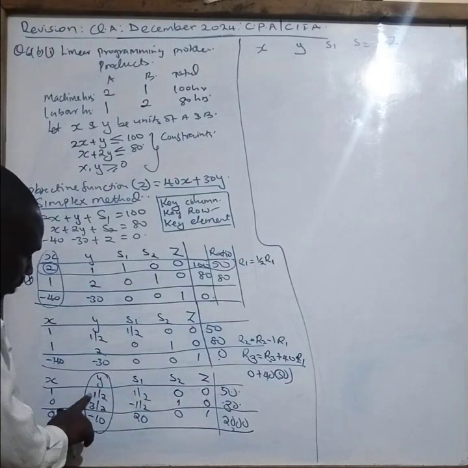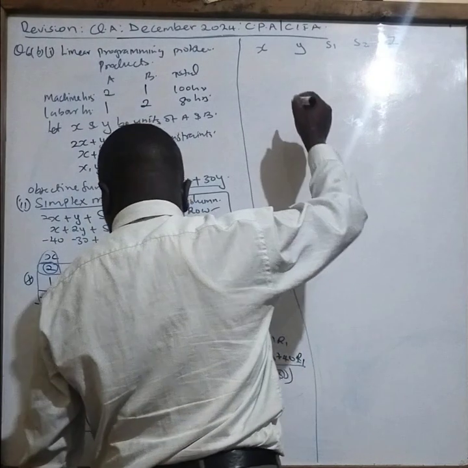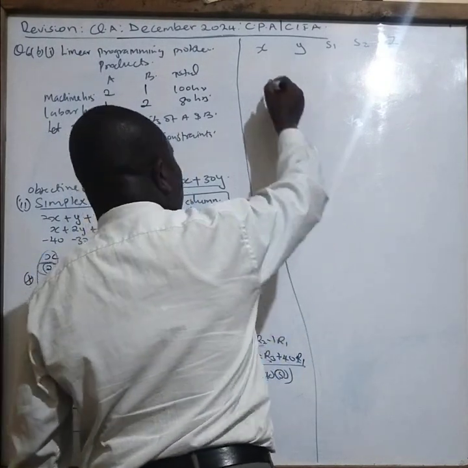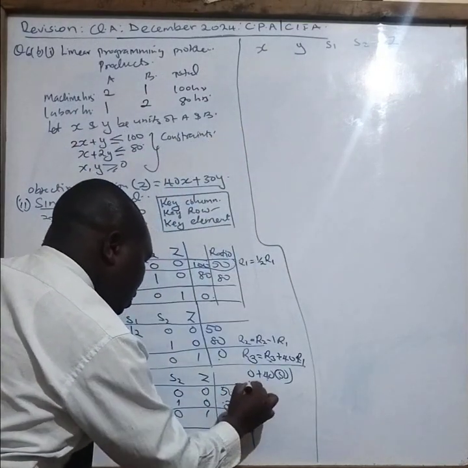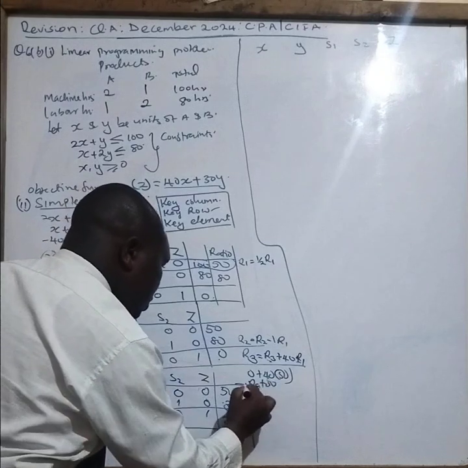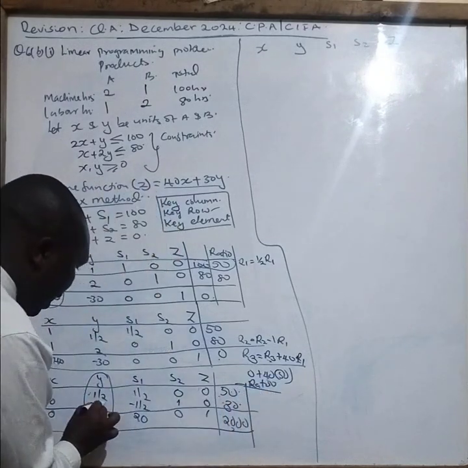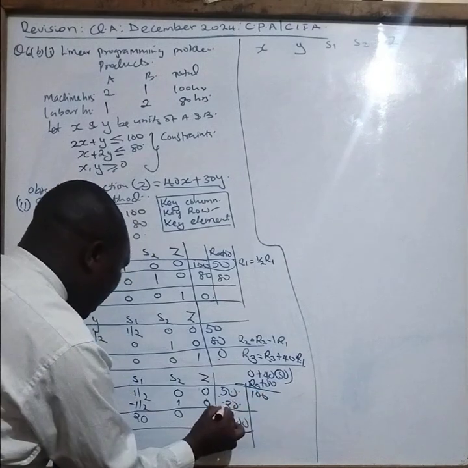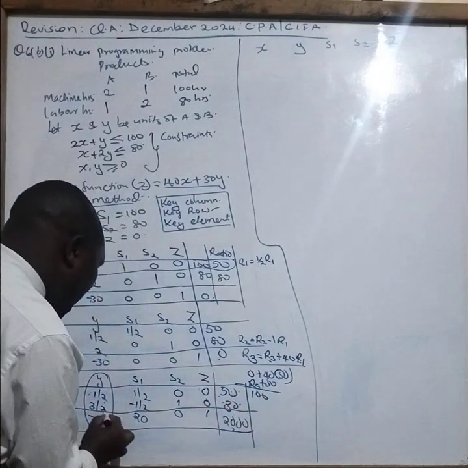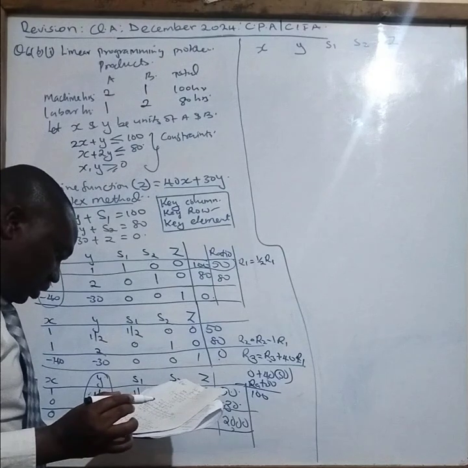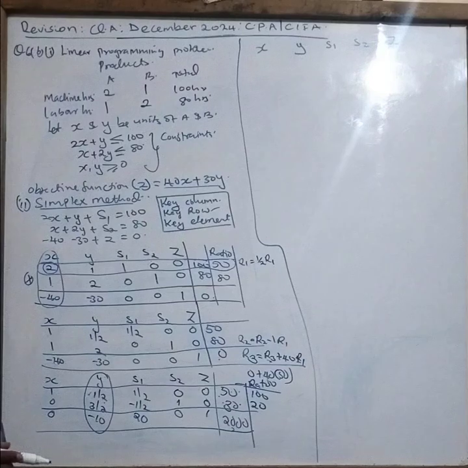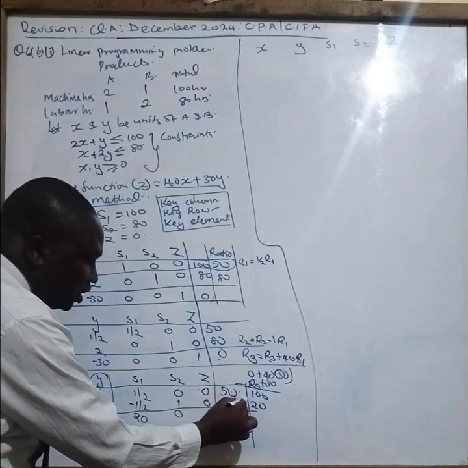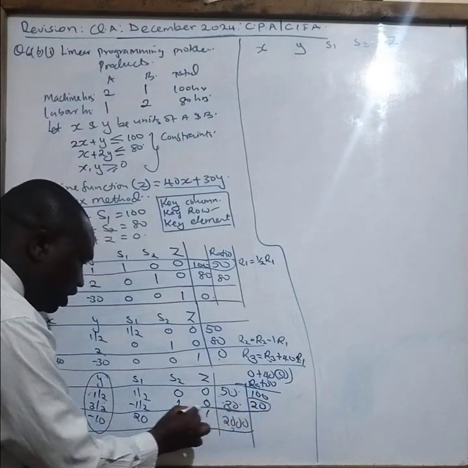Sorry. 50 divided by a half, you get 100. So, for that matter, I will have now my ratio here. 50 divided by a half is 100. 30 divided by 2 and a half, you get what? 20. You get your 20. Which one is the least ratio here? The least ratio falls in the second column, second row.